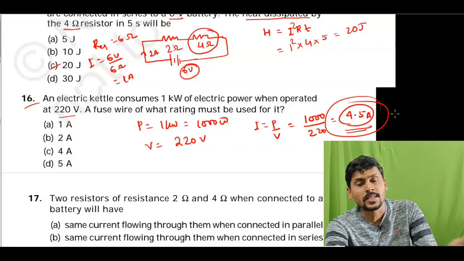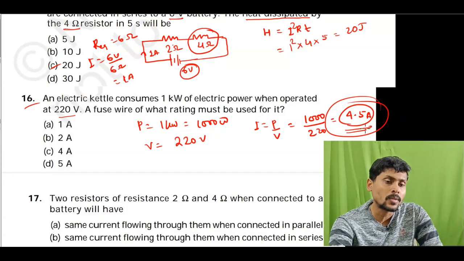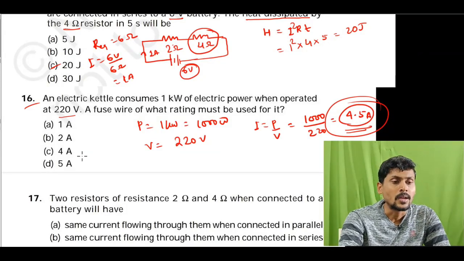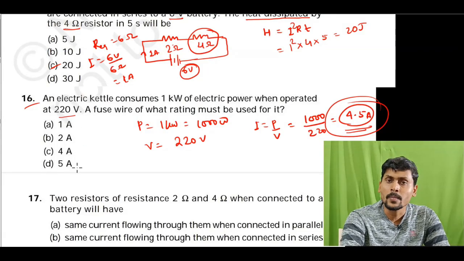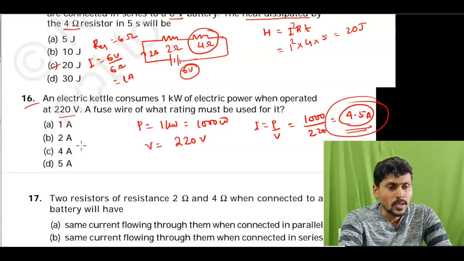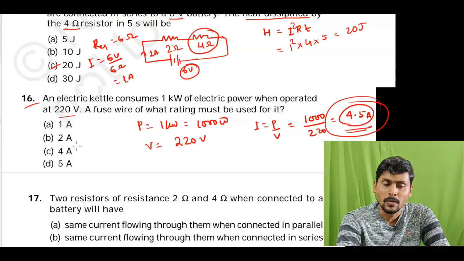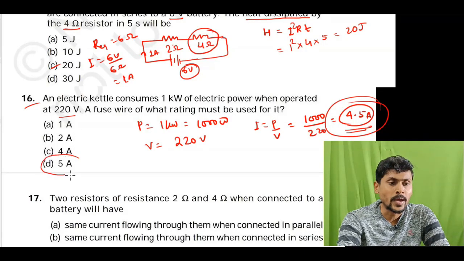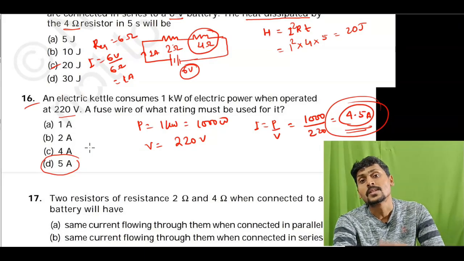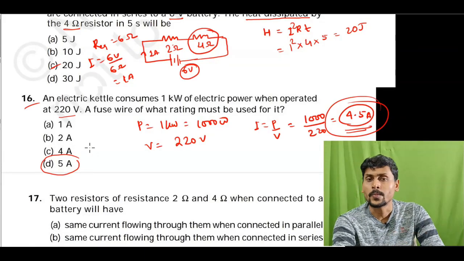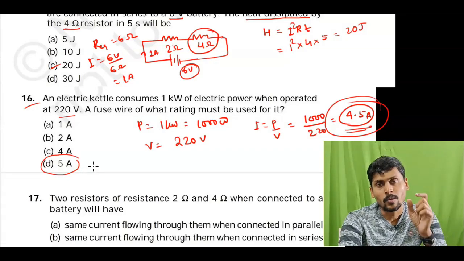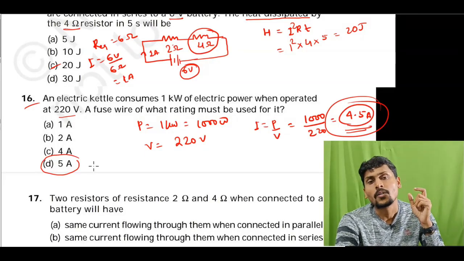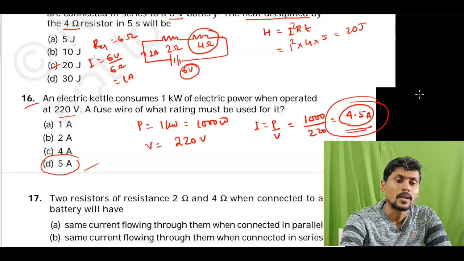It cannot be less than that. It will be slightly above the safe limit of current. So look at the four options. You have 1 ampere, 2 ampere, 4 ampere, 5 ampere. So you cannot use any of the first three fuses. The only value is 5 ampere, which is slightly above 4.5 ampere. So option D will be the correct one. So you have to use a fuse of rating 5 ampere. Okay.